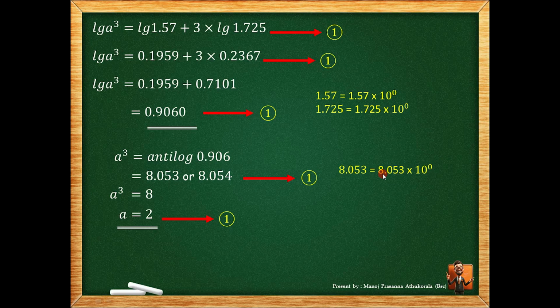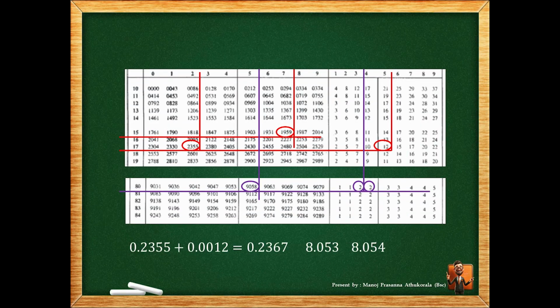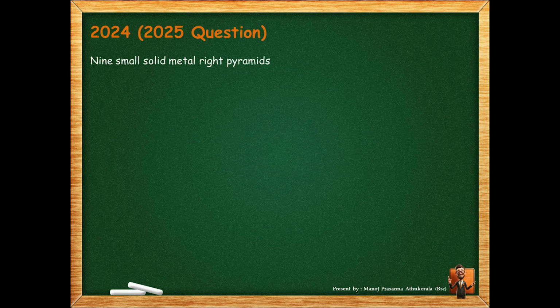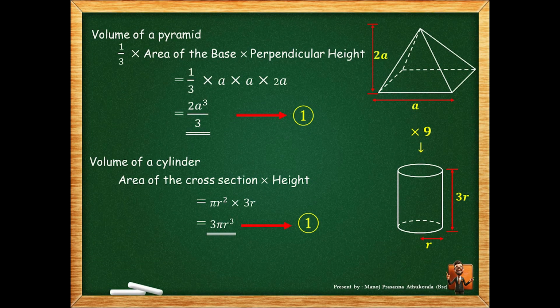Now it is antilog time. So we again take that 0 as the power, 10 to the power 0. You know that 10 to the power 0 is 1. So if I multiply 8.053 by 1, it doesn't change. So the same value, 8.053 or 8.054. If you round off that value to the nearest whole number, you get 8. You know that 8 is 2 to the power 3, so definitely A should be 2 centimeters. Don't forget to put centimeters here.